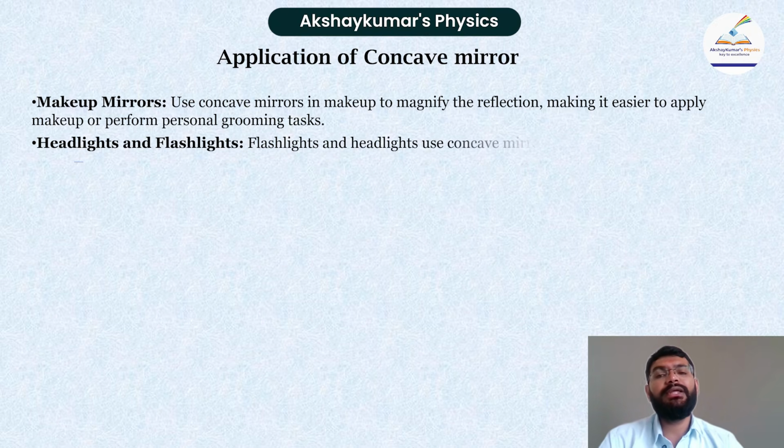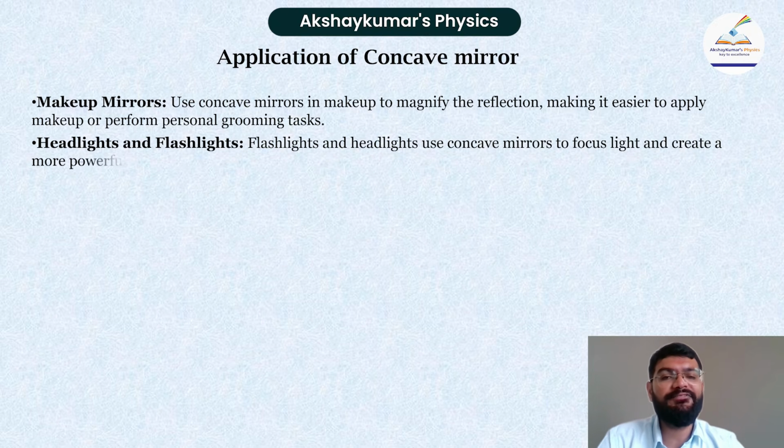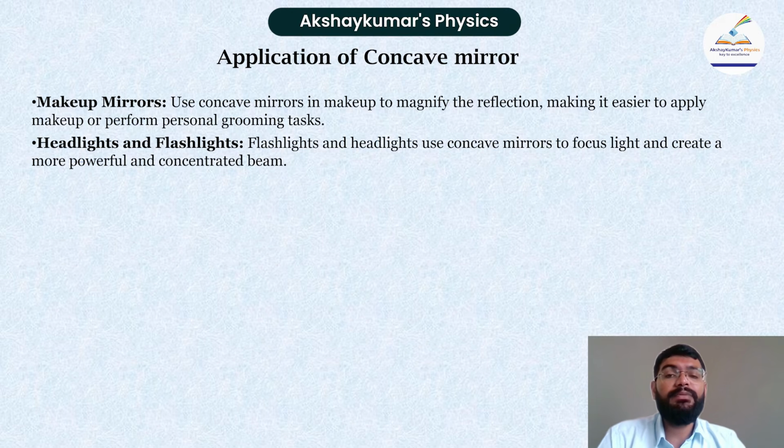The second application is these are used in headlights and flashlight. होता क्या है, जब अपन ने देखा कि अगर इंसिडेंट रे फोकस से जा रहा है तो रिफ्लेक्शन के बाद पैरेलल टू प्रिंसिपल एक्सिस रहता, तो फ्लैश लाइट और हेडलाइट में क्या होता है कि जो तुम्हारा लाइट है it is kept near the focus. So whatever light they are emitting, all the rays are coming from the focus. So after reflection, the rays will go parallel to principal axis, and they help us to create a beam of light, a concentrated and powerful beam of light.